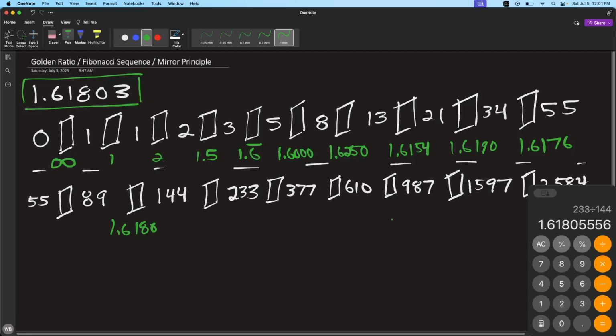So let's go up here to 1597 divided by 987. This ended up being 1.618033, and this was 1.618034. So you can see here that we have 1.61803. That's the golden ratio.